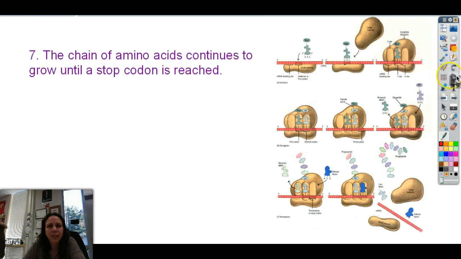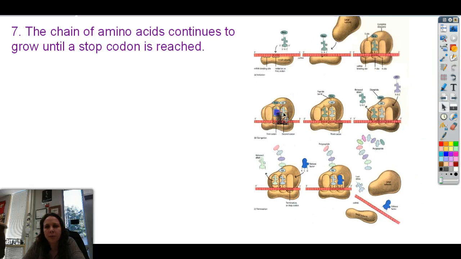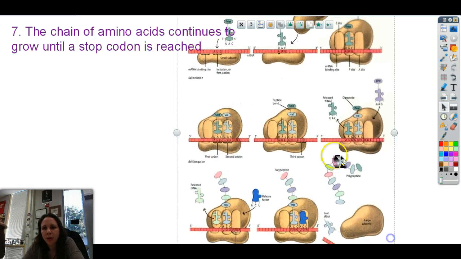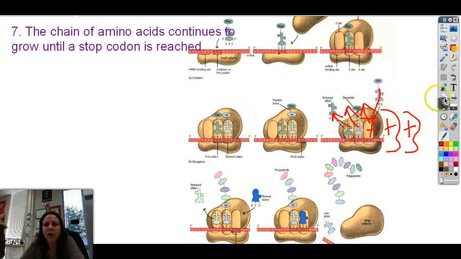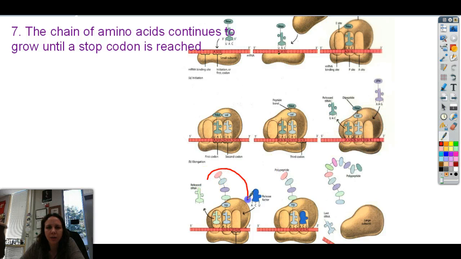Okay, this is going to continue. The chain of amino acids continues to grow until a stop codon is reached. So this just keeps on going. Let me scoot this guy out so you can see it better. This process of scooting over, allowing the next one to sit, popping off this one, then scooting over again, allowing the next one to sit, popping off, scooting over again, the next one sits down, and pops off. This process just keeps on going until I get this nice big long chain of amino acids.